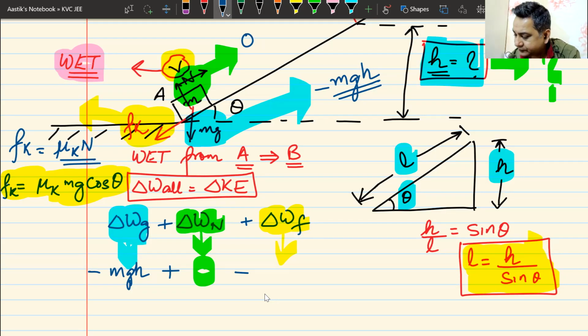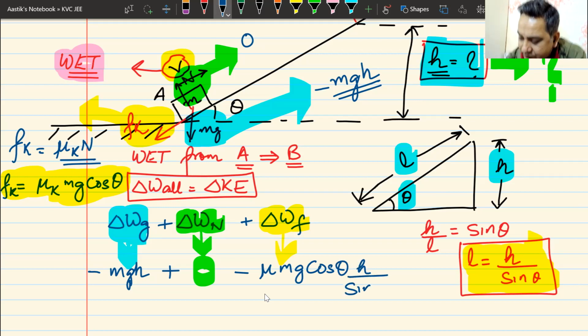How much is the value? Look at the yellows. I have the value of frictional force on the left hand side. I have the value of L on the right hand side. I just multiply them. So I have mu k. Instead of writing mu k, I'll just write it as mu, I'll save time. So it will be mu into mg cos theta, which is the value of frictional force, multiplied by h by sine theta. That is the work done by friction.